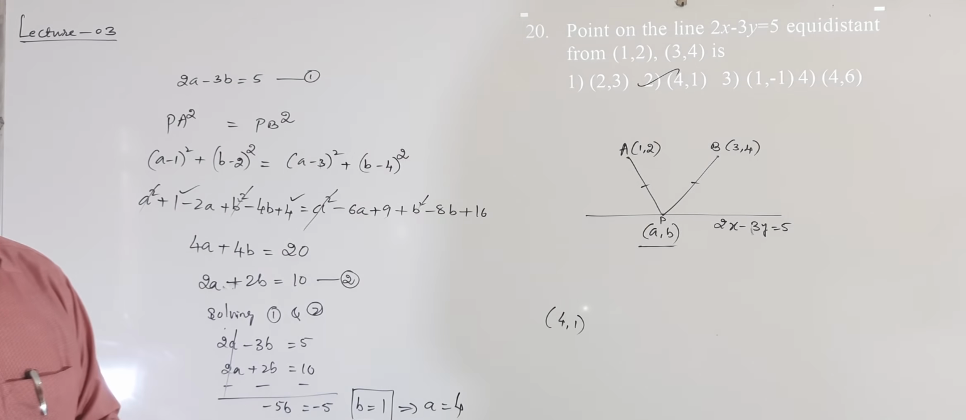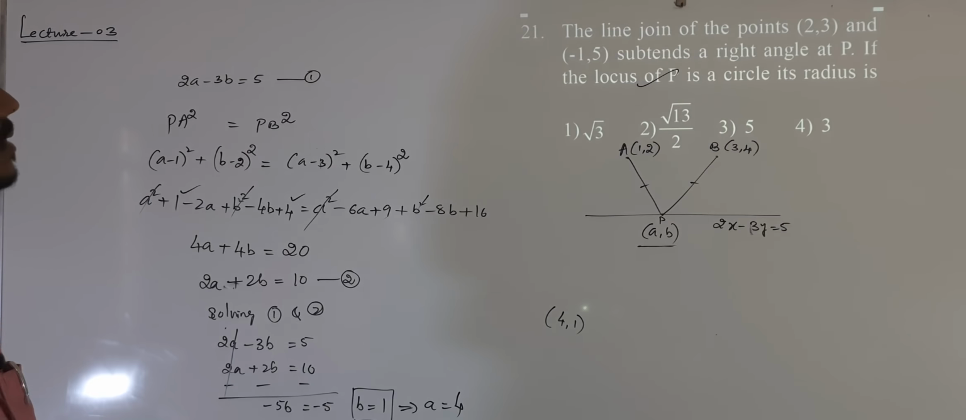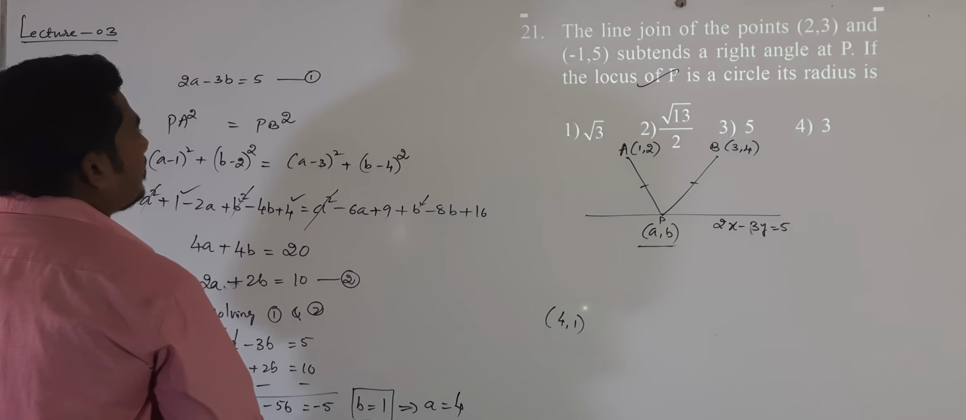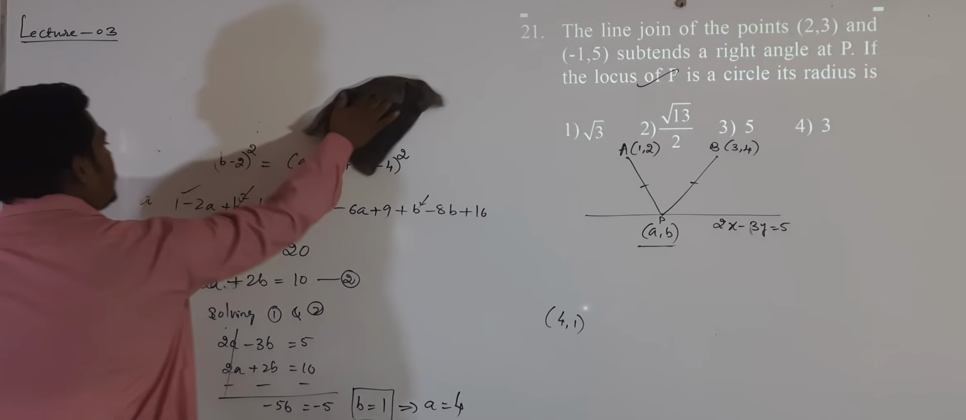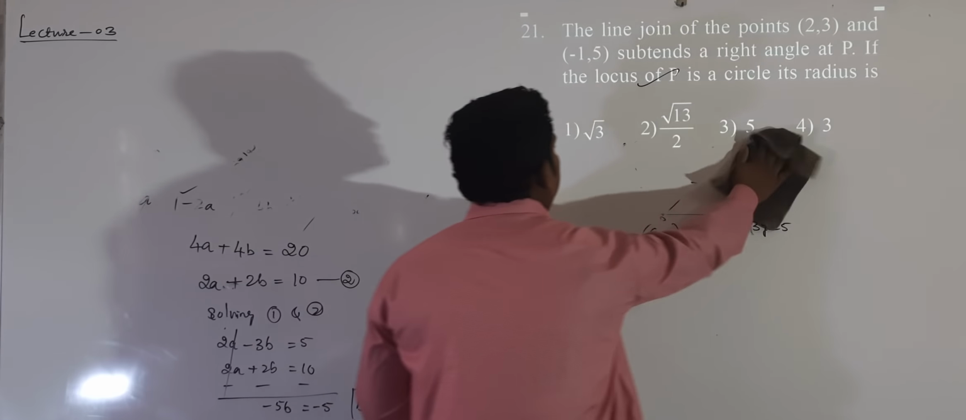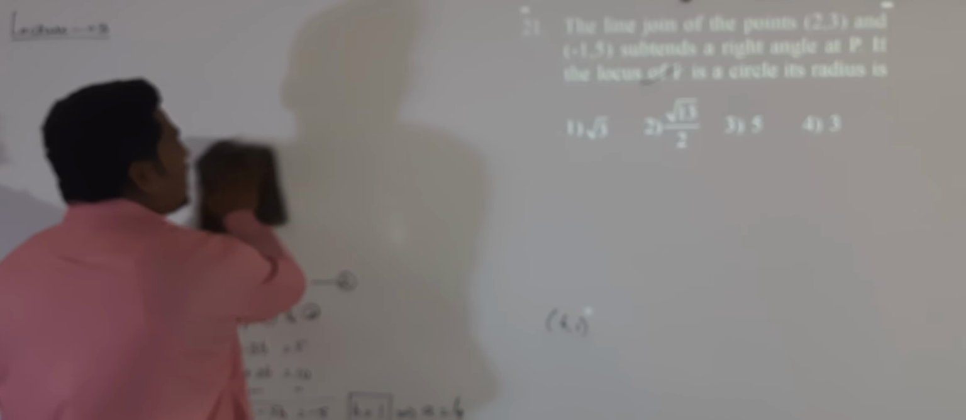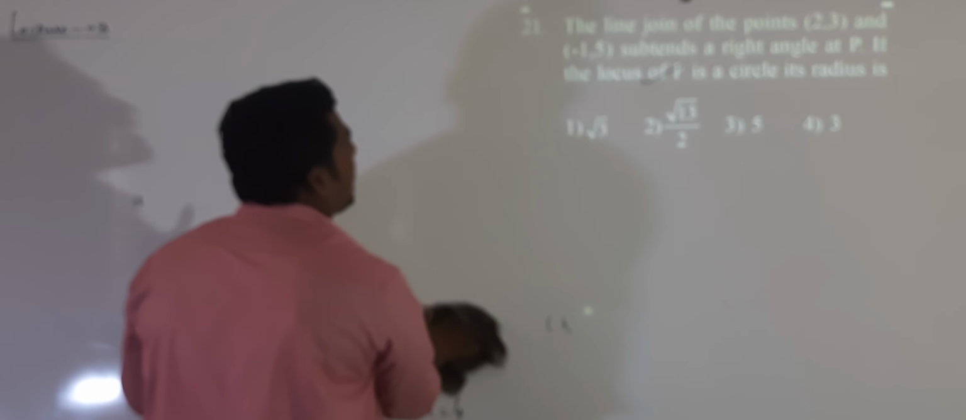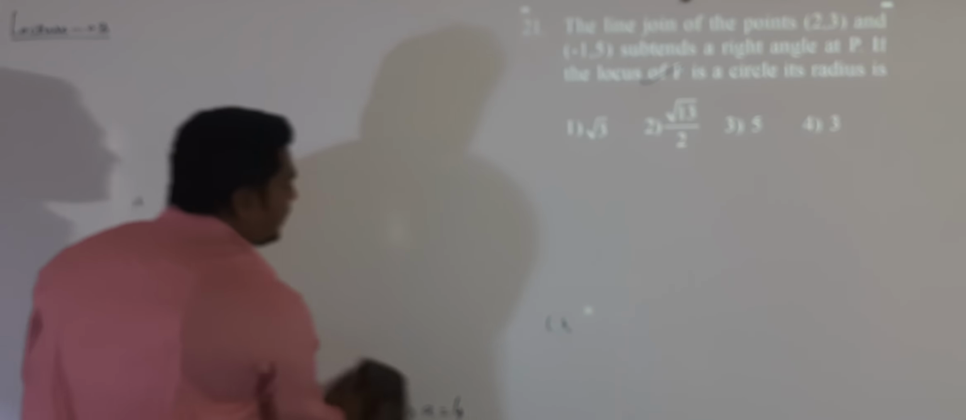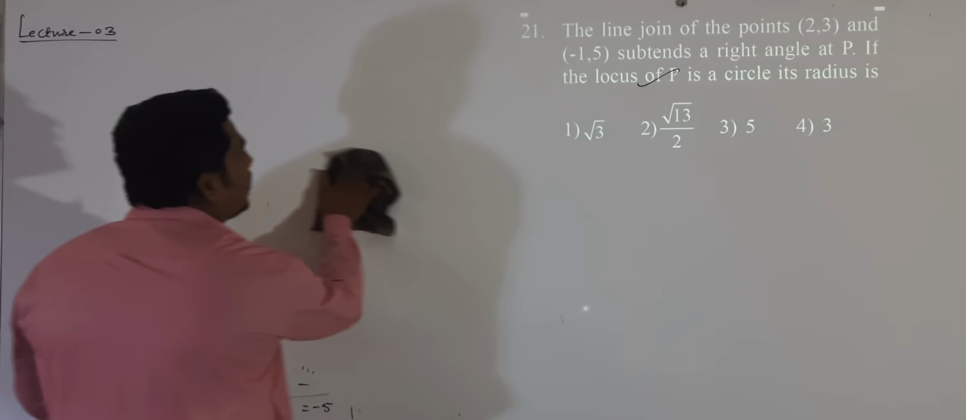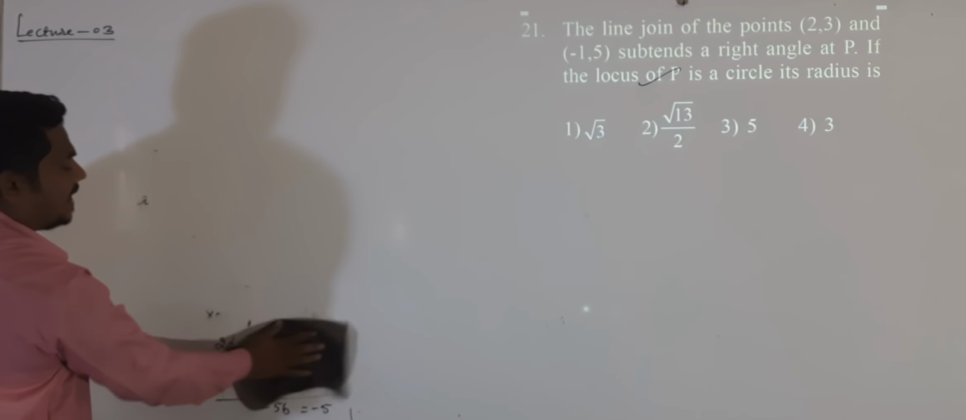Next problem. This next question: the line joining the points 2, 3 and minus 1, 3 subtends a right angle at P.